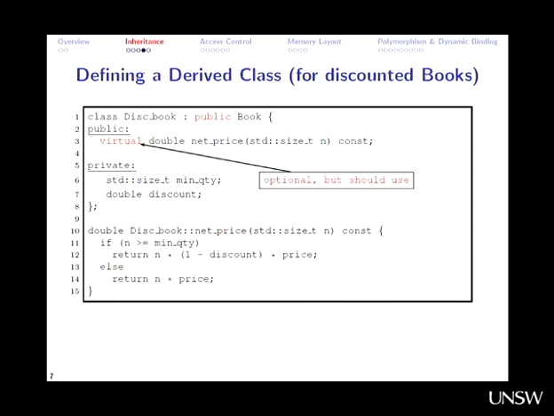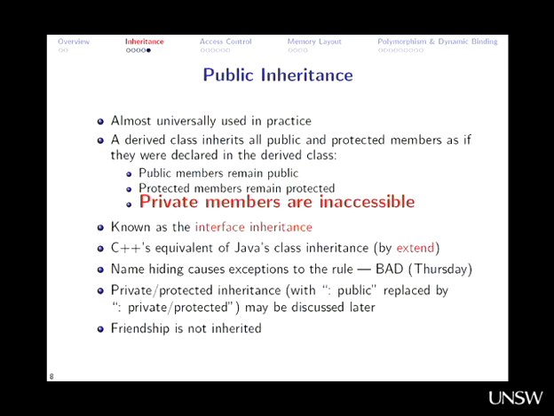Now, when we do inheritance, notice the word public up in front of here. We're doing a thing called public inheritance. And it's almost completely universally used. This is what everyone does. And like I stated a few minutes ago, it means that all the public and protected members are inherited as if they were declared in that derived class. Public members remain public. Protected members in an inherited class through public inheritance remain protected.